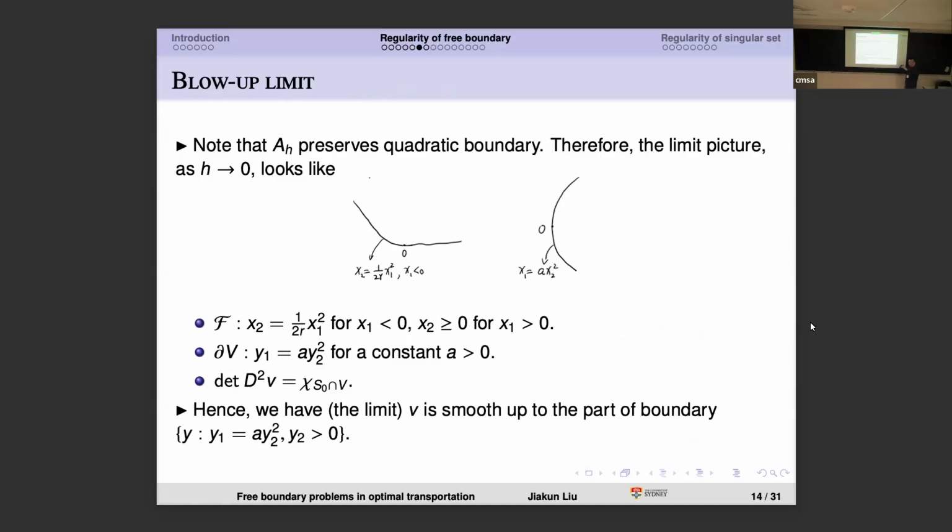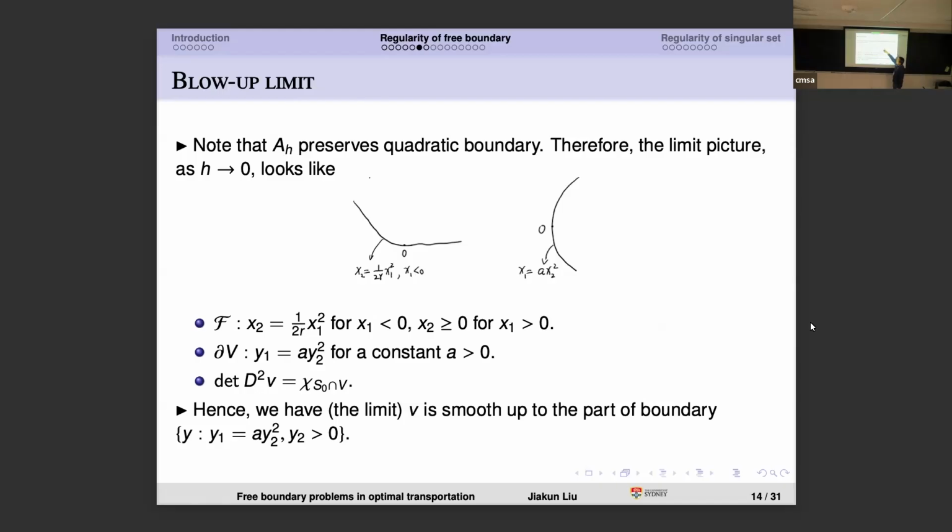So every small h we blow up, every small h we blow up, and in the limit, we are going to look at the limit profile. Because the quadratic part will be preserved. So originally, we know the free boundary on the left-hand side is a quadratic function plus some extra lower order term. Once you go to the limit, the extra term will vanish. It will be gone.